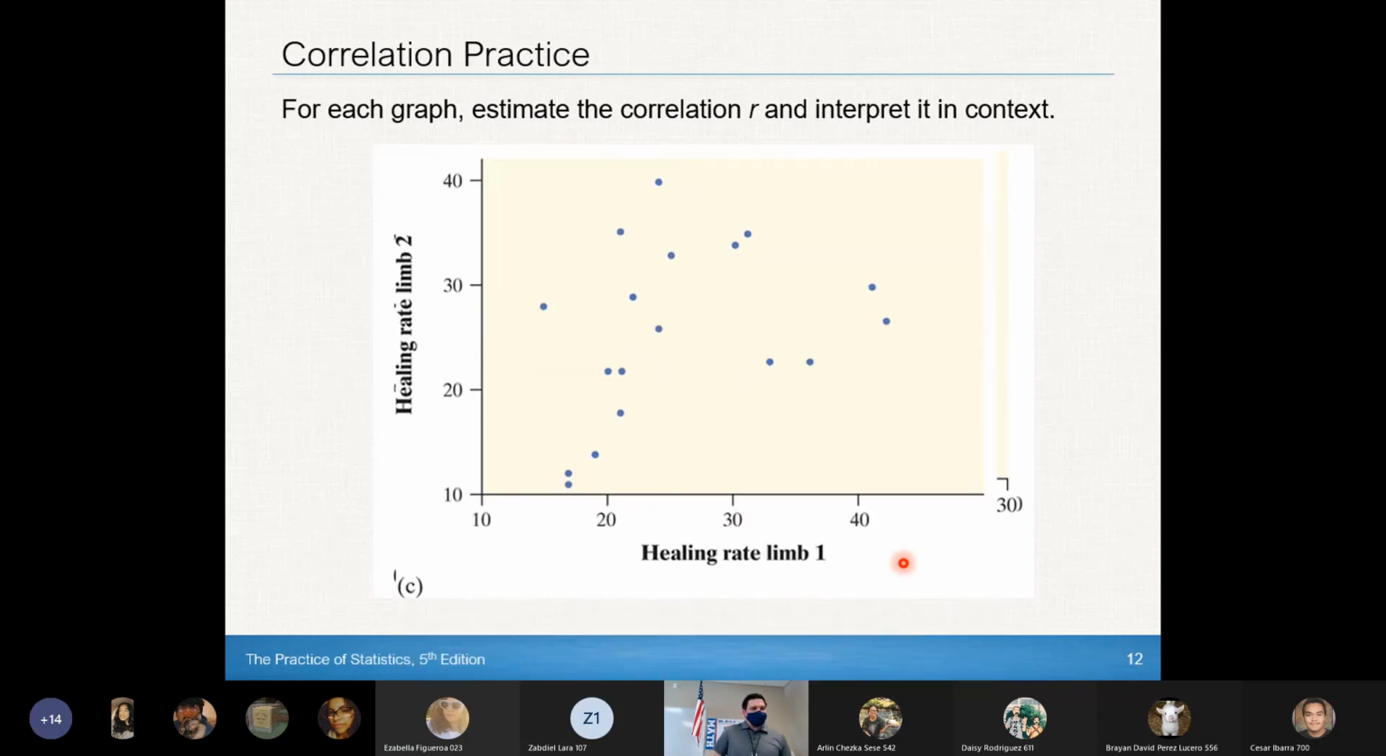We have healing rate of limb 1 versus healing rate of limb 2. In this case, it pretty much looks like there's no relationship between these things. Knowing that one limb healed at a certain rate doesn't really have any effect on the other limb. We can't say that if one heals fast, the other one heals fast. This is basically an R of like 0. It's really just spread out.